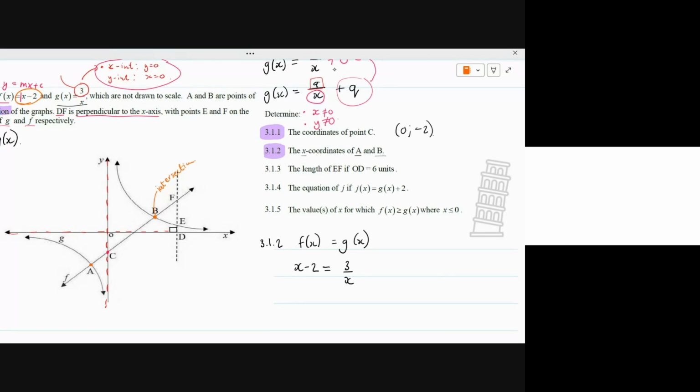Okay, all right, so next thing I'm going to do is look for an LCD. I know that my LCD is x, which means I need that part to be over x, that part to be over x. So multiply by x, multiply by x, multiply by x, multiply by x.